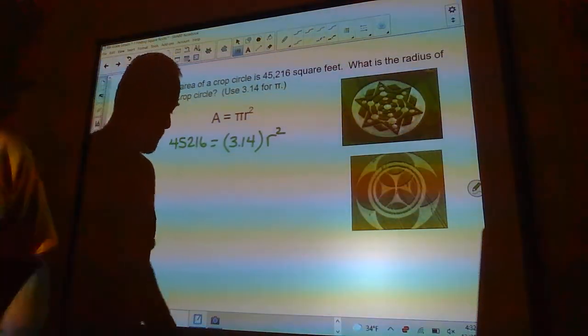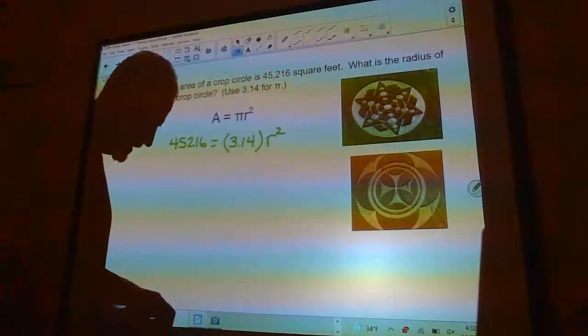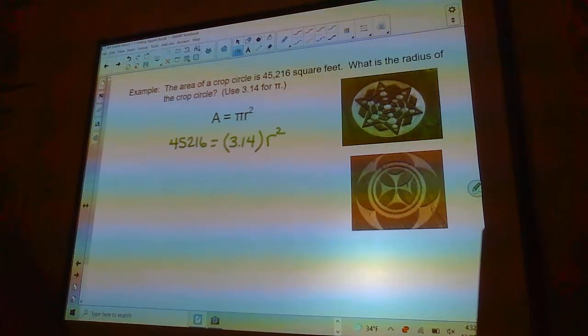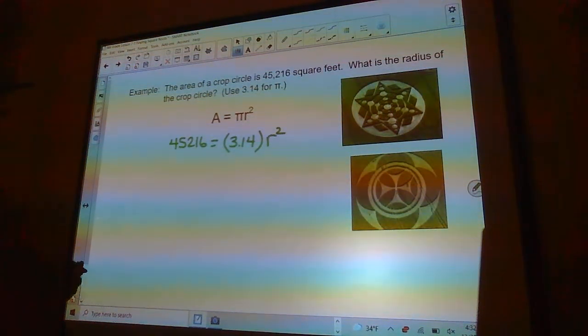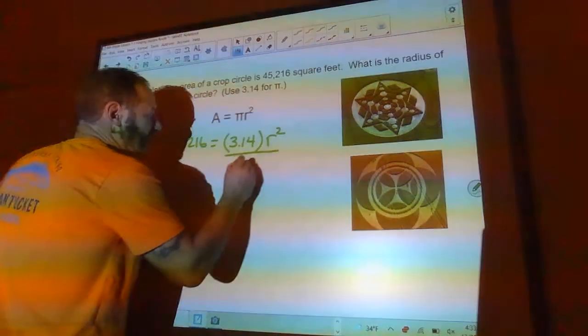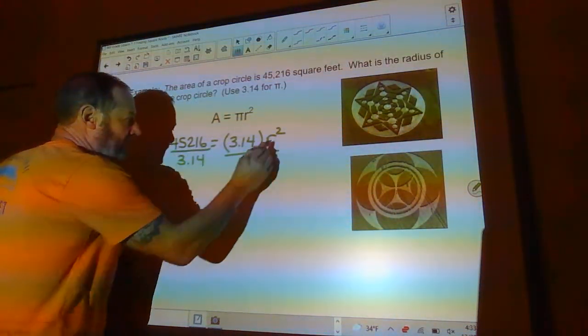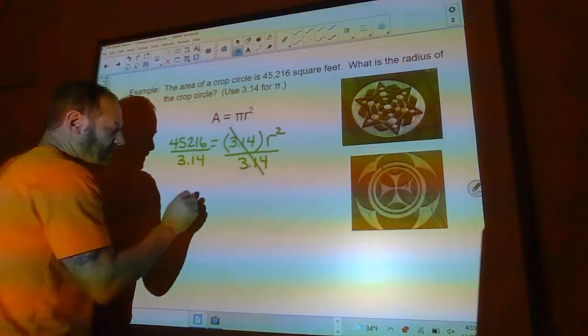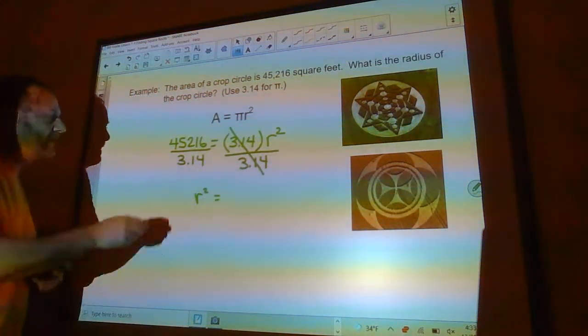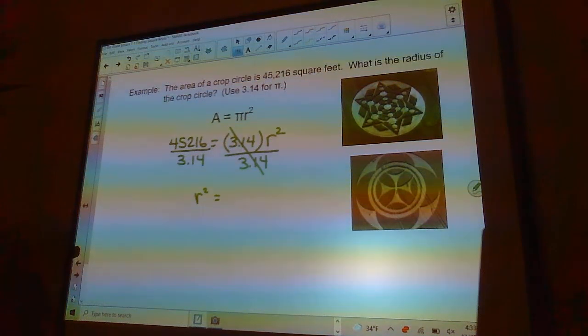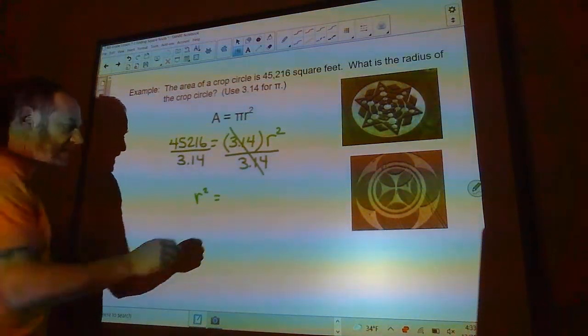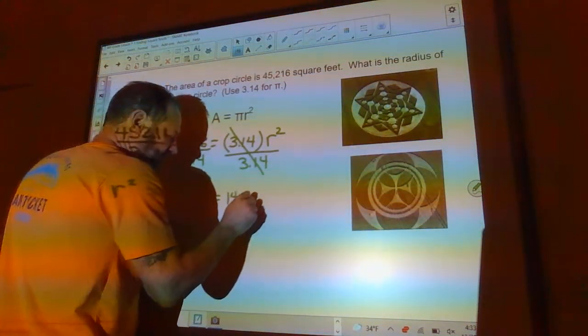45,216. So the first thing we're going to do is get out our handy dandy TI-84 Plus C Silver Edition graphing calculator. And we're going to divide both sides of this by 3.14. So we're going to get r squared. This is going to cancel out right here. We're going to have r squared. And then let's see, 45,216 divided by 3.14. That's 14,400.